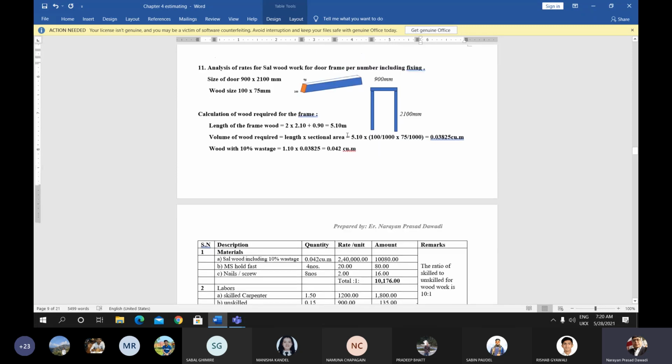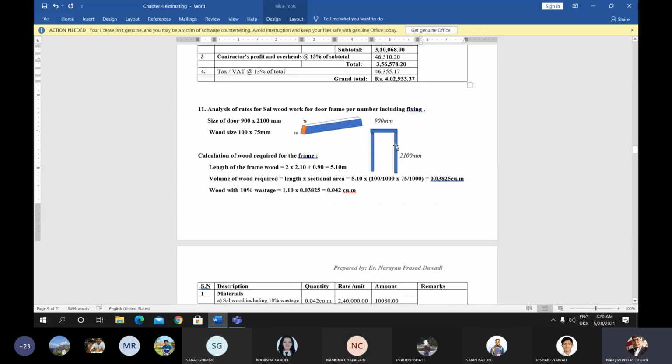Length of the frame means the total length of the wooden frame, which is 2100 into 2 plus 900. That means 2.10 meter into 2 plus 0.90, which gives the value of 5.10 meter. 5.10 meter length is required. Total length of the wood.